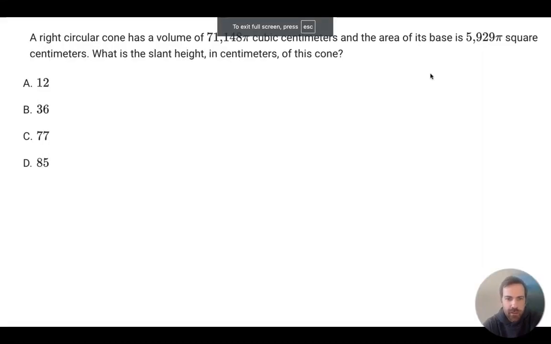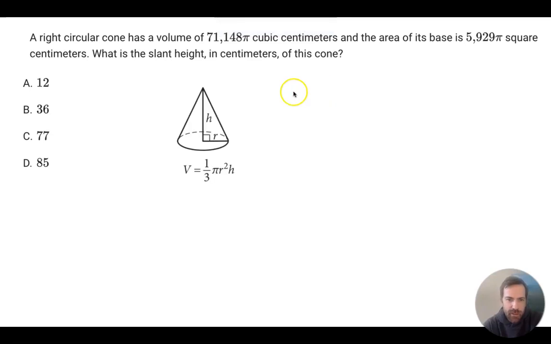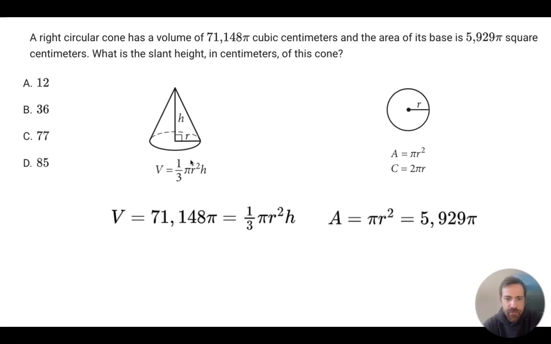Go to the next slide. You can see I have this cone formula here. This is the formula for the volume of the cone: 1/3 pi r squared times h. And if we combine that with the bottom of the cone, which is just a circle, the area is pi r squared. They give us the area of the base, 5,929 pi. That is pi r squared.